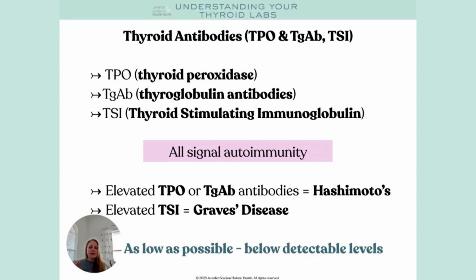We'll talk more about Hashimoto's and Graves when we talk about the patterns, but the goal for all of these is as low as possible. We want them below detectable levels.